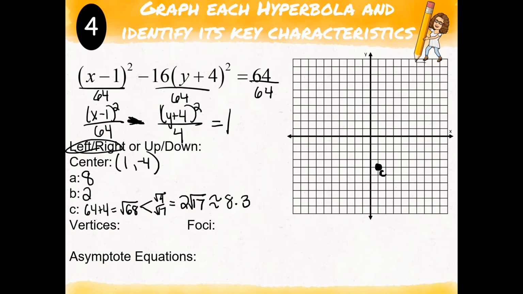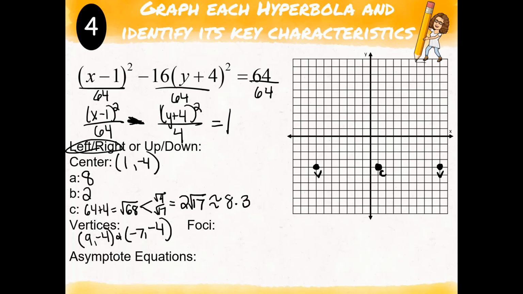8.2, 8.3. Vertices. I'm going to go from my center, left and right, 8. So I'm going to go 8 to the right. 1, 2, 3, 4, 5, 6, 7, 8. There's one vertex. Now 8 to the other side. 1, 2, 3, 4, 5, 6, 7, 8. Okay. And it looks like those ordered pairs should be 9, negative 4. That's the guy on the right. And the guy on the left, negative 7, negative 4. Now, again, remember that is plus or minus 8 on that x value of the center, because that's technically what we did, right?